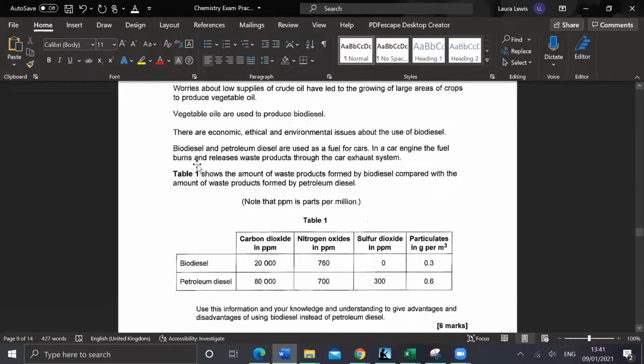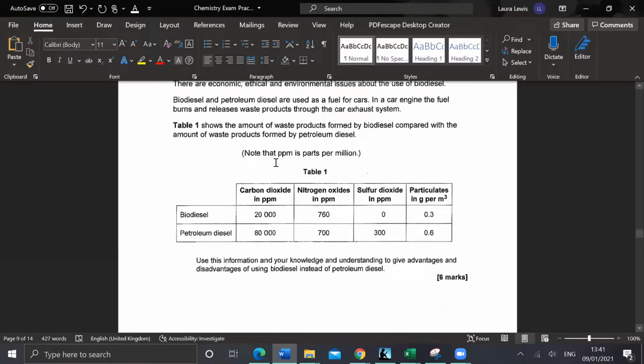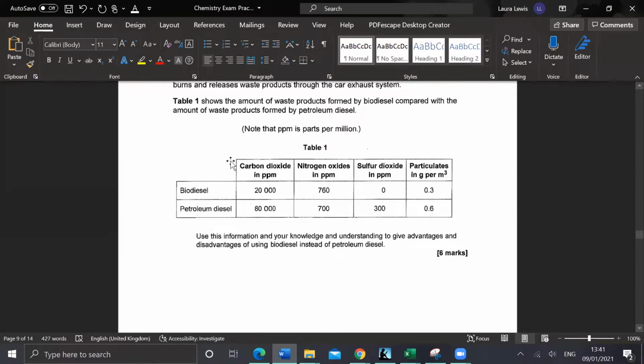Table 1 shows the amount of waste products formed by biodiesel compared with the amount formed by petroleum diesel. Note that ppm is parts per million. So we've got biodiesel, carbon dioxide in parts per million: 20,000 for biodiesel, 80,000 for petroleum diesel. So more carbon dioxide is produced by petroleum diesel.